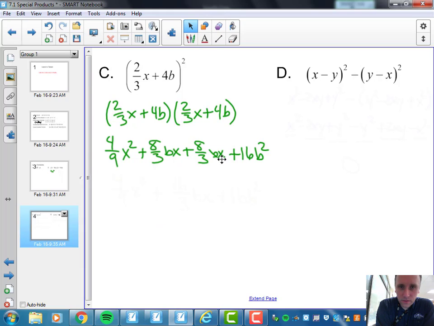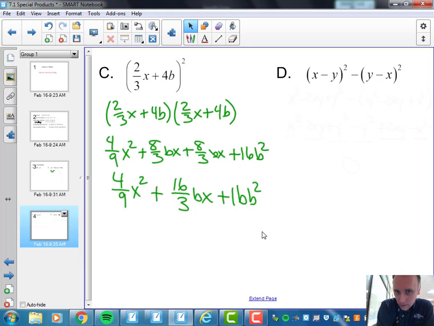Finally, we've got like terms here in the middle that are bx and bx. When we have like terms, we add the coefficients. Don't change the power on the variables. And when we're adding these coefficients, we're adding fractions. They have like denominators, so all we need to do is add the numerators. So our final product here is 4/9 x squared plus 16/3 bx plus 16b squared. We added the 8's, the 3 stayed the same, the bx's stayed the same.